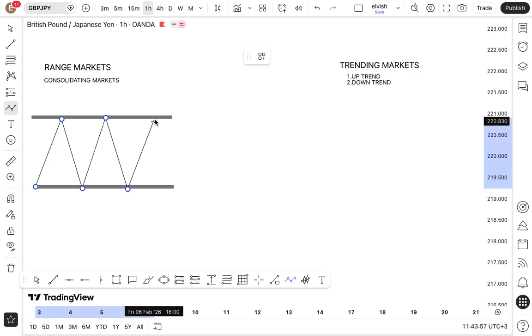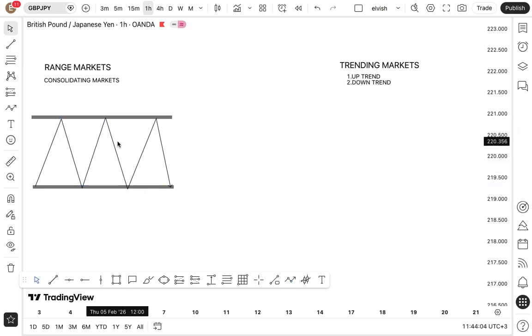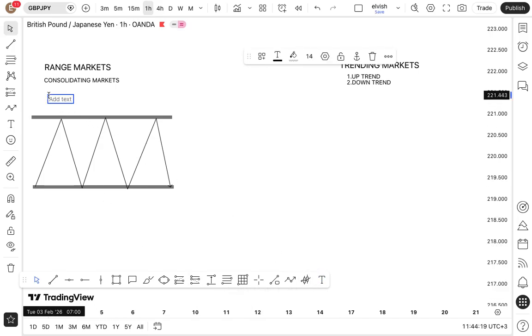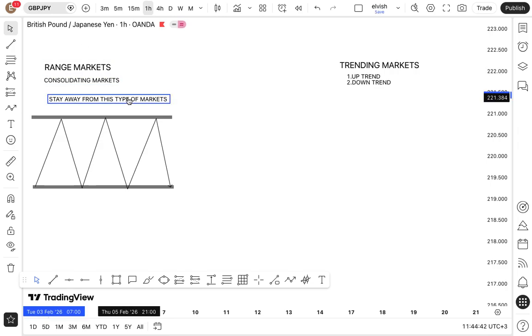Let me begin with the easiest one, because we shall not be trading this. It can be found maybe at the extreme high or the extreme low of the trend. They have no direction. I won't talk much about this, because we stay away from this type of markets. You don't trade this.